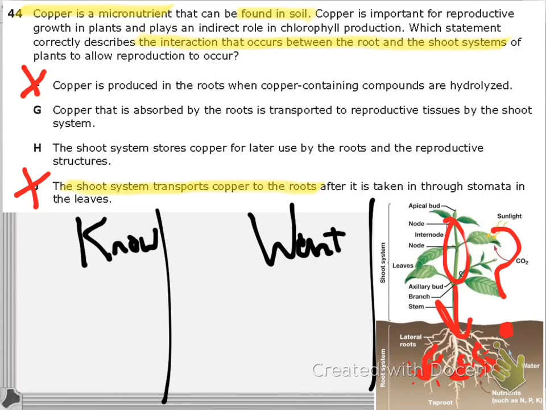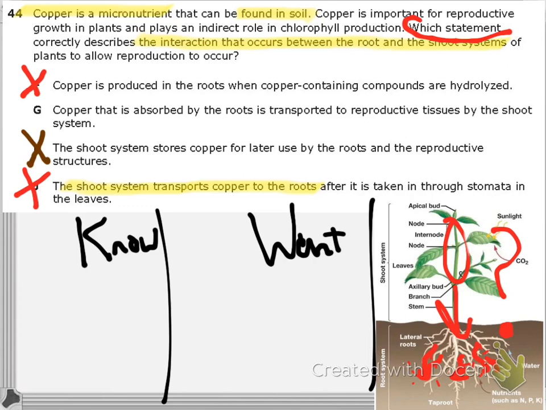So H says the shoot system stores copper to be used by the roots. That's kind of like J, because J is saying it starts on the ground, goes back up to the shoots, then goes back down to the roots. That's not efficient. That's ridiculous. So let's get rid of H. Bam, H is gone. Let's look at G and just make sure it makes sense, just in case we made a mistake.